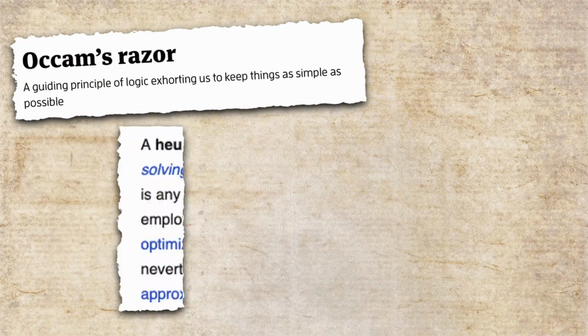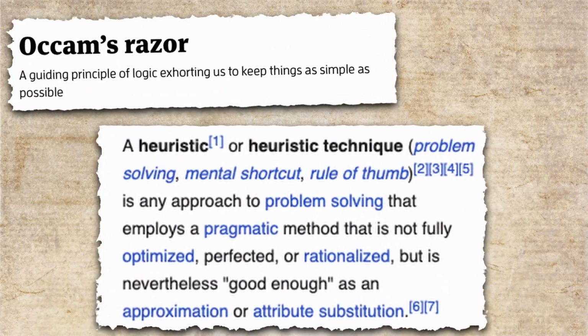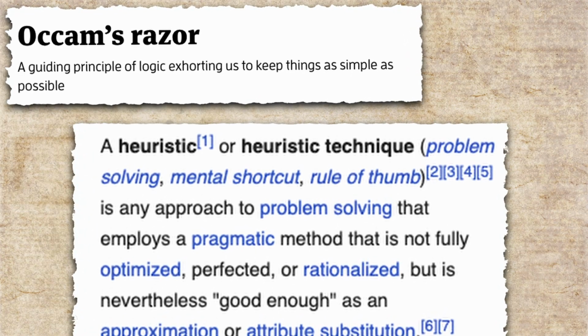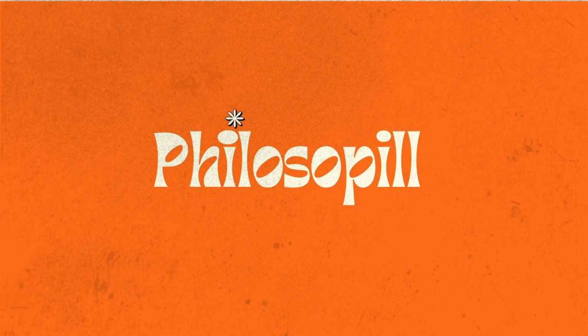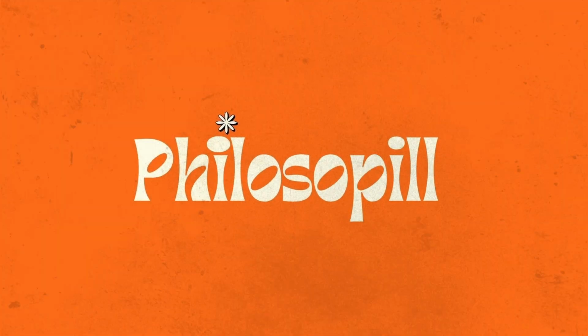Remember that this is not a rule, but a heuristic. Occam's razor can be used as a guide or a compass. It's not a definitive map like scientific proof. And that was all about Occam's razor. I hope you got an easy and simple explanation of this principle.